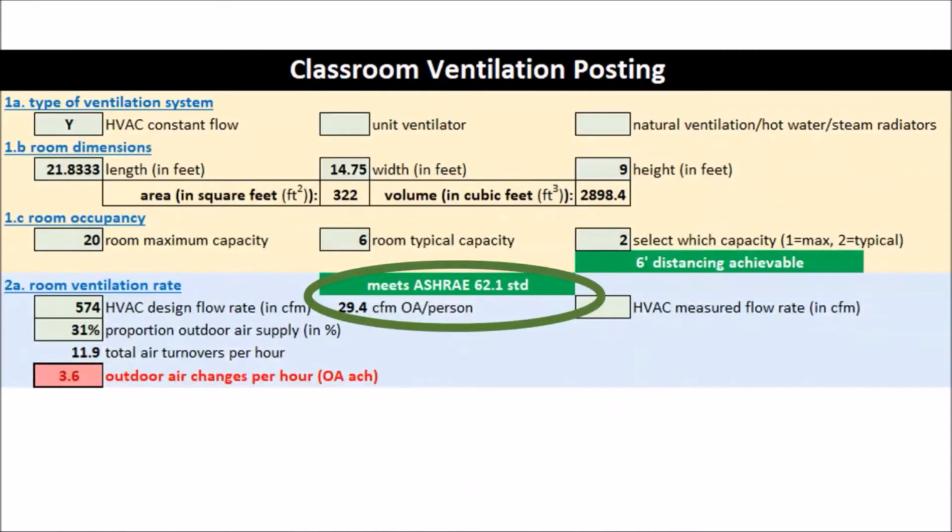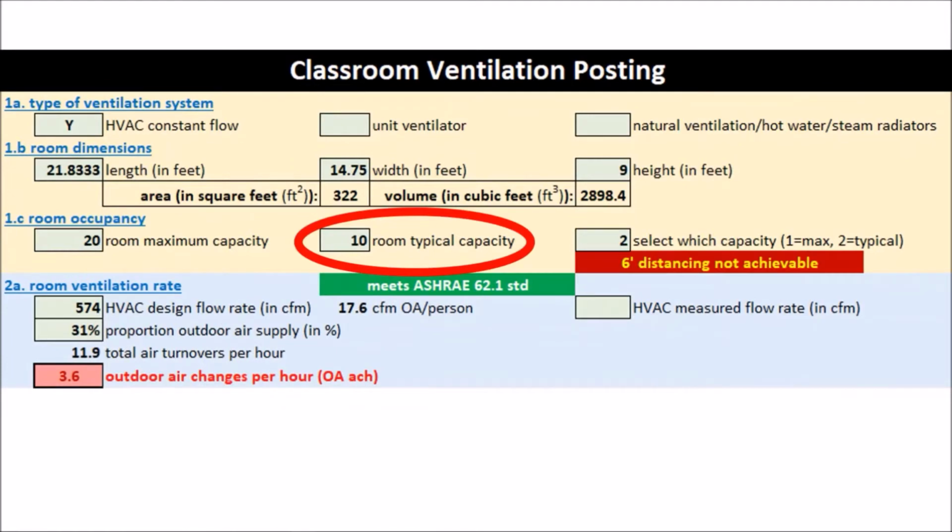But once we enter those numbers in, and if we have a room capacity of 6, we've got lots of air. And the spreadsheet also evaluates whether or not you're meeting ASHRAE 62.1 standard. And so here we have the measured flow rate from the balance report and the 31%. And we have almost 12 air turnovers per hour and 3.6 air changes per hour of outdoor air. Now, if we change that back to 10, we'll notice that the distancing is no longer achievable. However, we still are meeting ASHRAE standards.